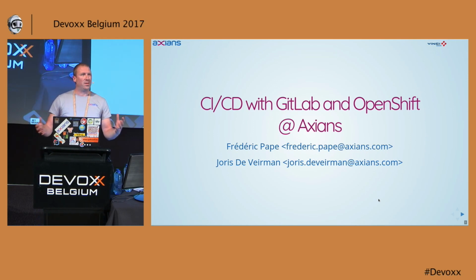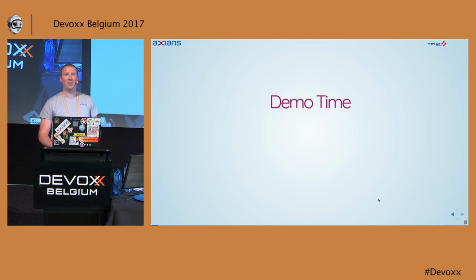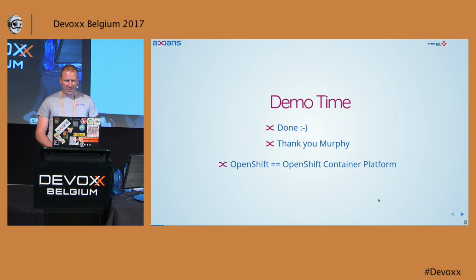So we will be talking about CI/CD with GitLab and Openshift at Axians, how we are doing it. The presentation, I will push it to my GitHub account, which is just my name. You will find me on GitHub so that it's available for everybody. Demo time, we had that. Thank you, Murphy, for staying away. If Openshift is mentioned in the rest of the presentation, we actually mean Openshift Container Platform because that's the official name.